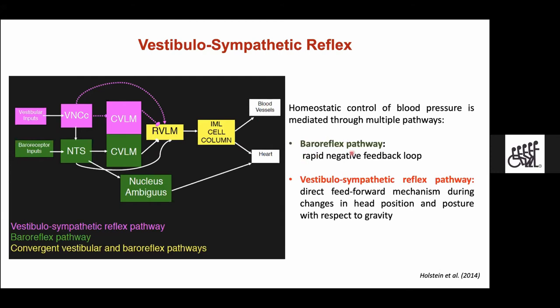So we know that the baroreflex pathway, for example, is a rapid negative feedback pathway that's available, whereas the vestibular pathway, that's the vestibular sympathetic pathway, is a direct feed-forward mechanism which plays a role during head motions in posture relative to gravity.